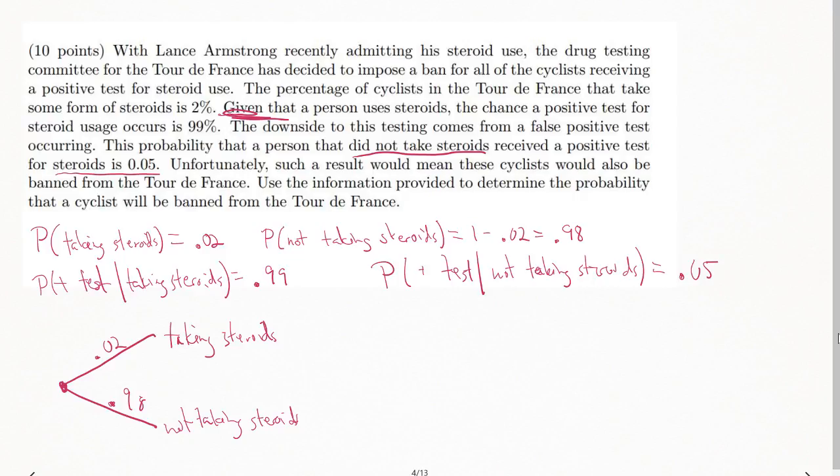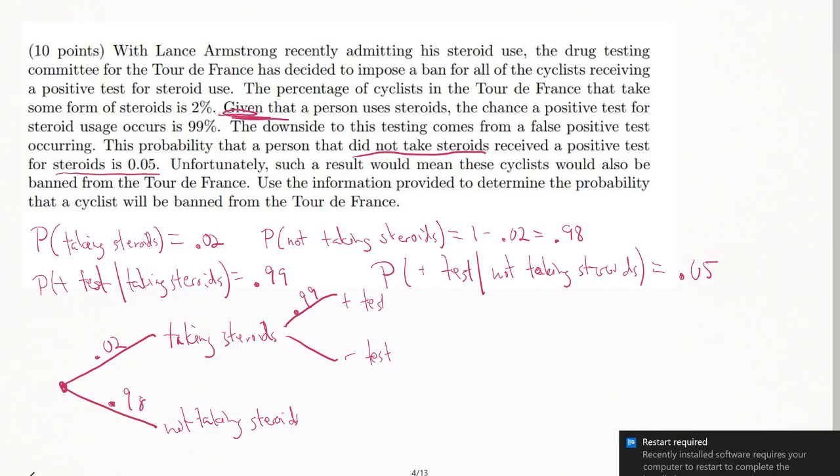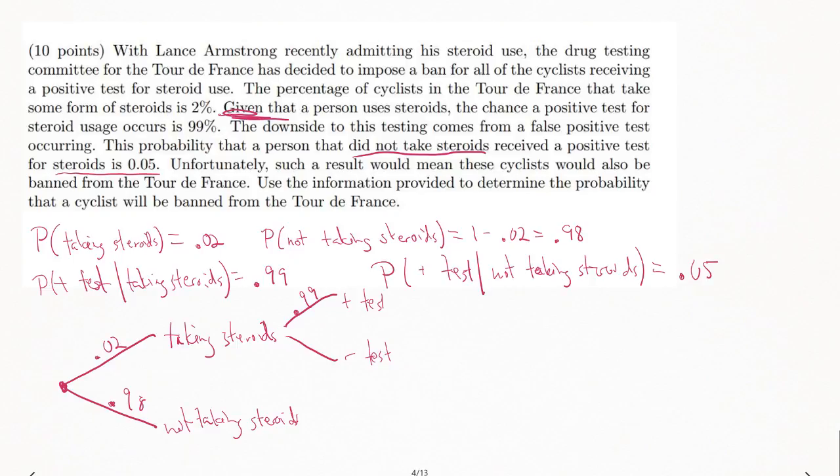Okay. Then it's out of the athlete's hands, but there are two possibilities from there. There's either a positive test or a negative test. For the positive test, if the athlete's taking steroids, there's a 99% likelihood that they end up with a positive test. Whoa, that was quite loud. Sorry about that. So then the negative test, notice that means just go 1 minus, that's 0.01.